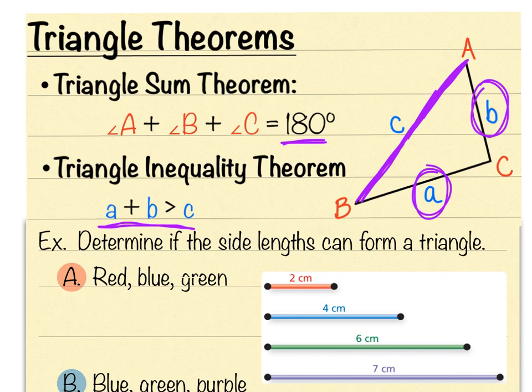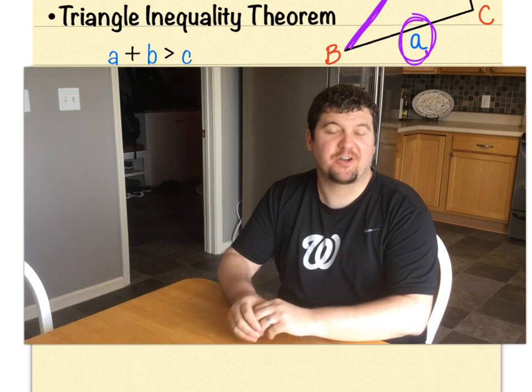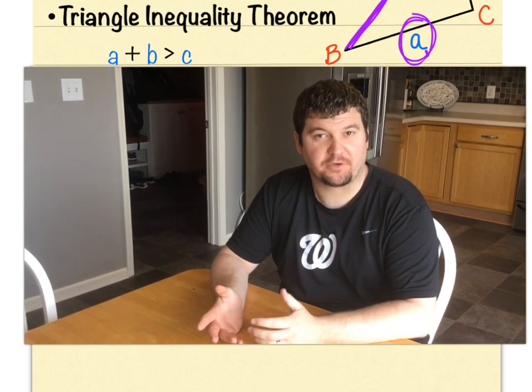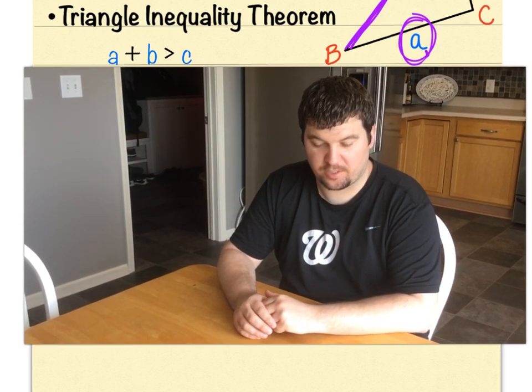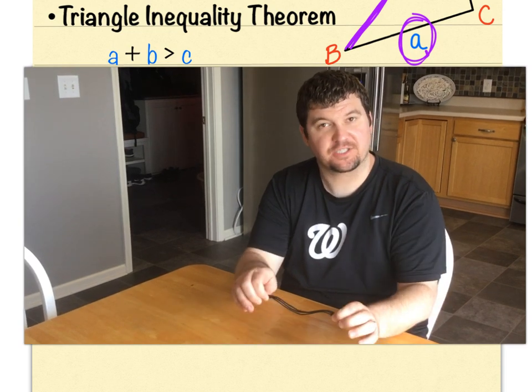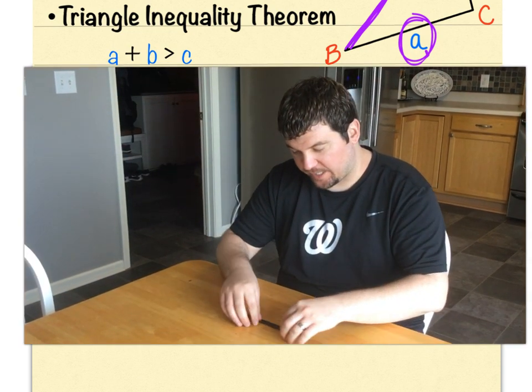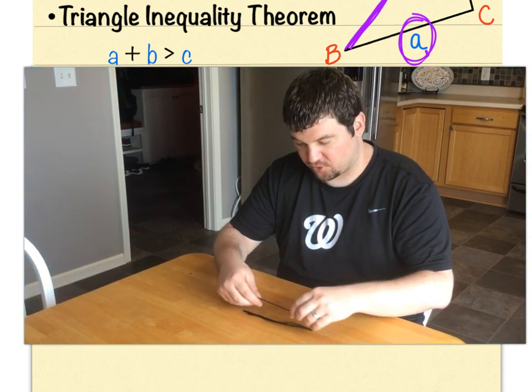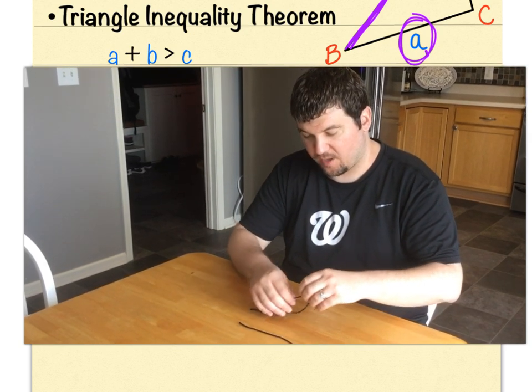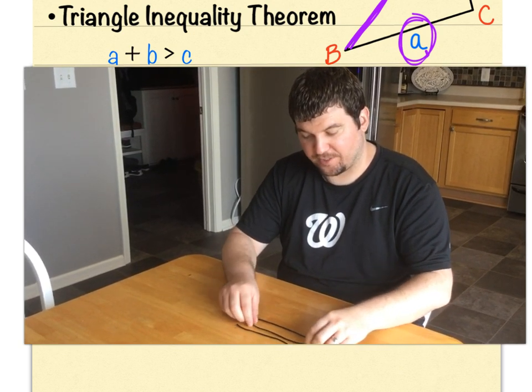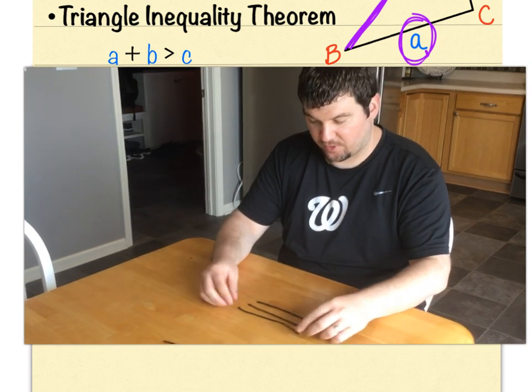All right, so now I have a video that demonstrates why the triangle inequality theorem works. I wanted to go over the triangle inequality theorem and show you why and how it works. So I've got different lengths of yarn here, and these different lengths of yarn represent sides of a triangle. So in this particular triangle, I have three sides that would all be the same. We know that's called an equilateral triangle.